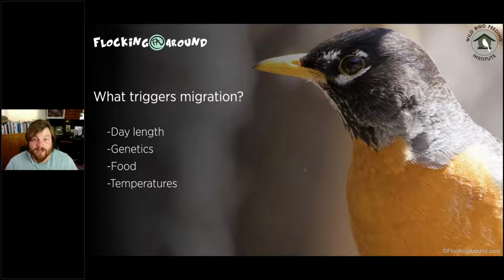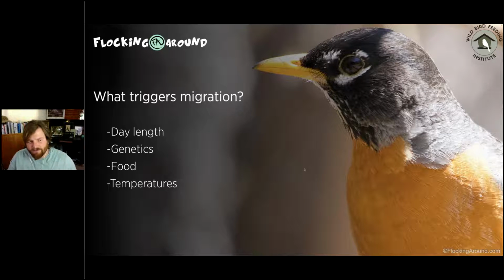Some birds have a genetic predisposition to know when it's time to migrate. Food availability. Some birds will migrate further in certain years than in other years because of food availability, which is tied then to weather. So the weather is not impacting the bird directly, but it might impact their food availability. So all of these things can help to trigger and then control how far a migration might go.